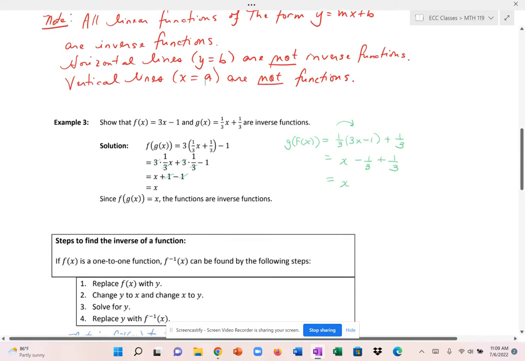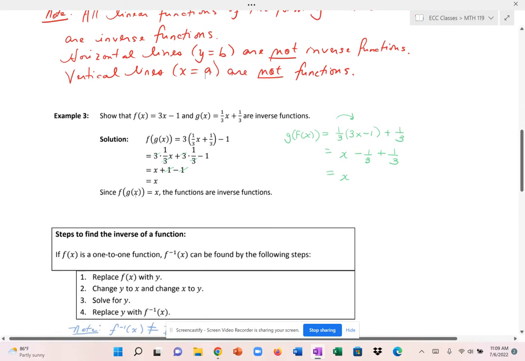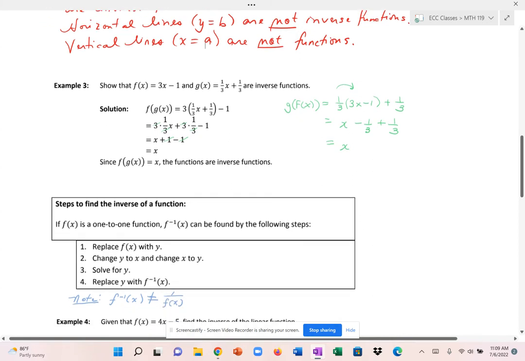So there are steps to find the inverse of a function. In this case, they were given to you, and we had to prove that it was true. But sometimes you need to find the inverse. And so the steps are as follows.